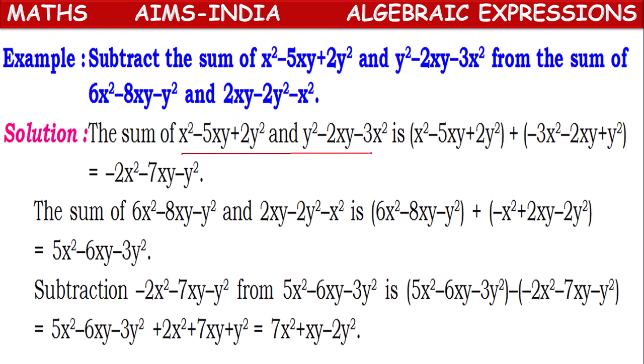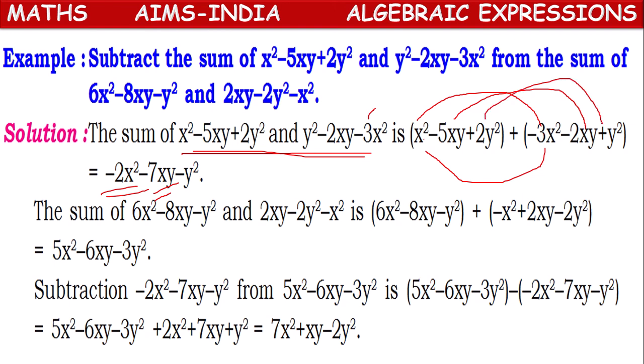Sum of first two expressions. If we do the sum of first two expressions, x square minus 3x square, like terms, minus 3 plus 1 minus 2x square, minus 5xy minus 2xy minus 7xy, plus 2y square plus y square, 3y square.